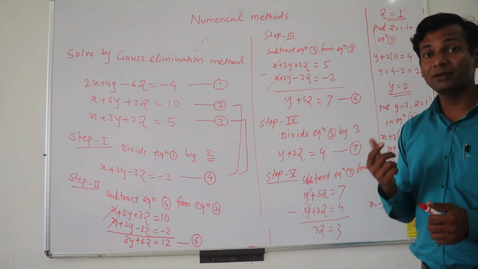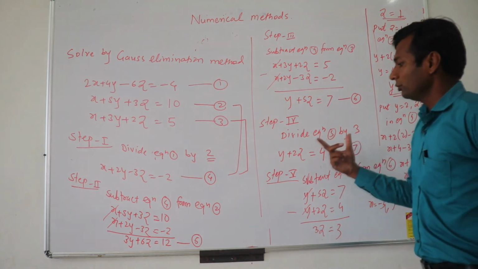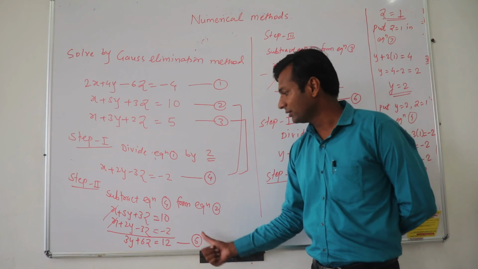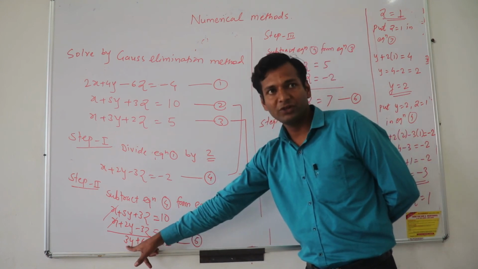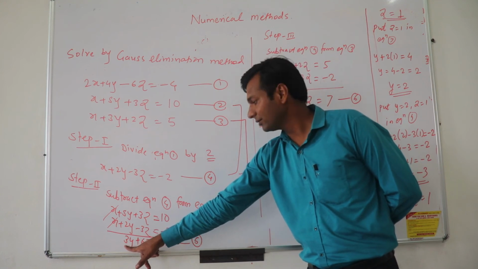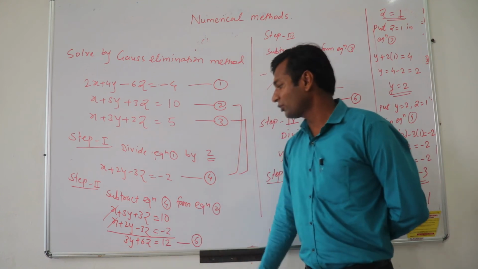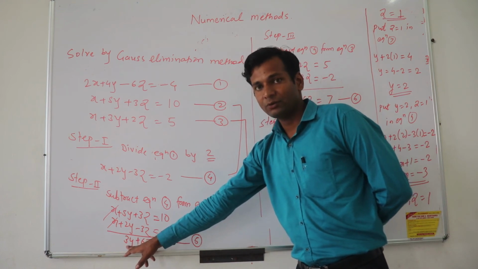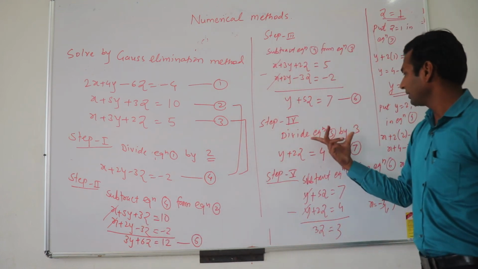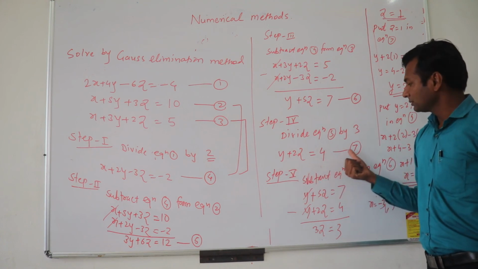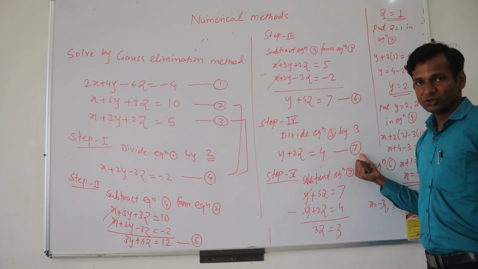Now the next part is elimination of y. So see equation number 5. The coefficient of y is 3. So to make this coefficient 1, we divide this equation by 3. Then after dividing by 3 we get y plus 2z is equal to 4. This is our seventh equation.